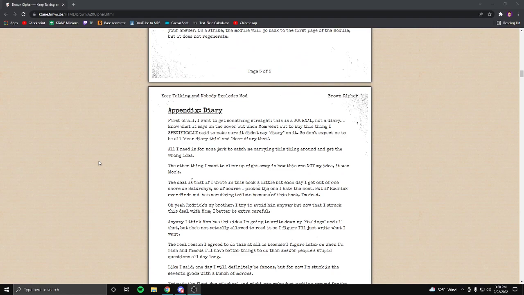Appendix: Diary. First of all, I want to get something straight. This is a journal, not a diary. I know what it says on the cover, but when Mom went out to buy this thing, I specifically said to make sure it didn't say diary on it. So don't expect me to be all "Dear Diary" this and "Dear Diary" that. All I need is for some jerk to catch me carrying this thing around and get the wrong idea.